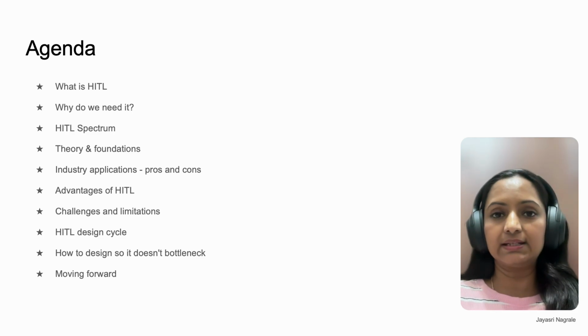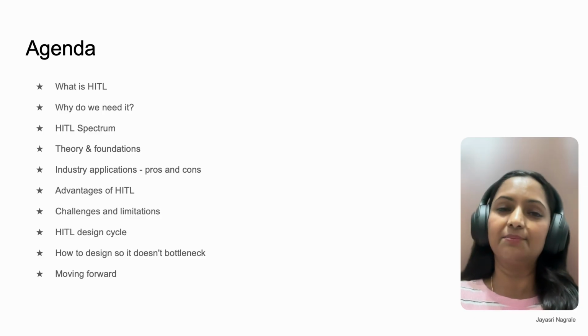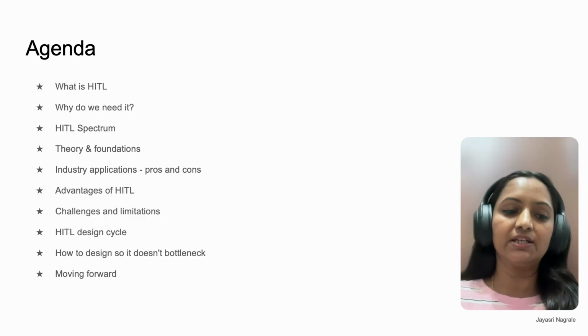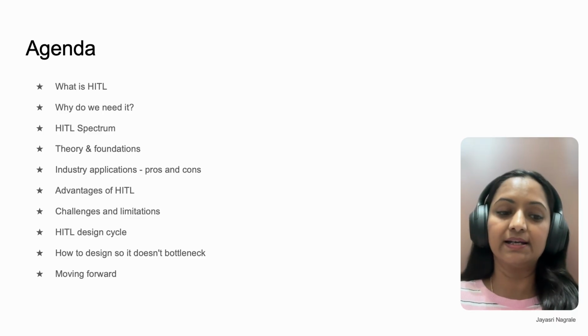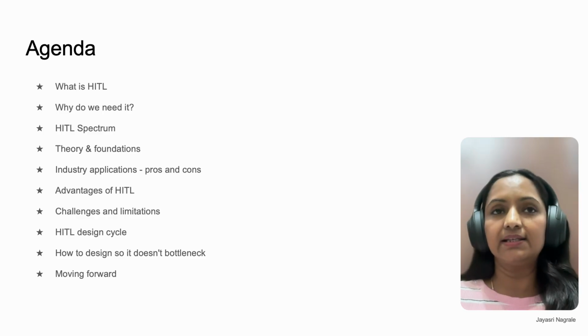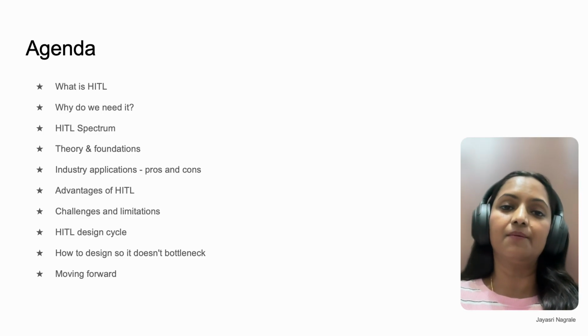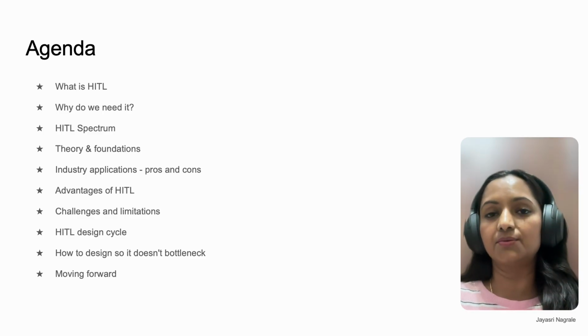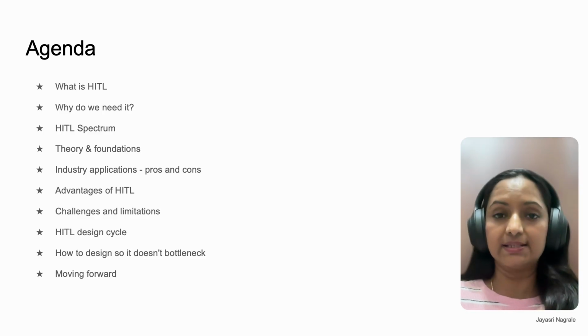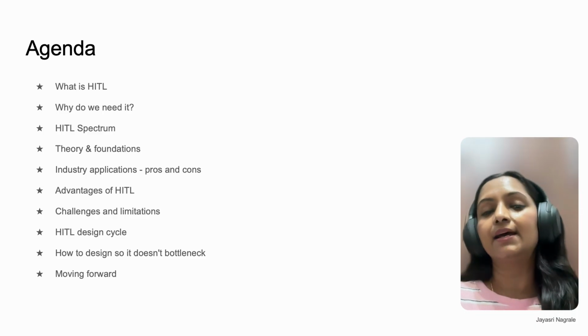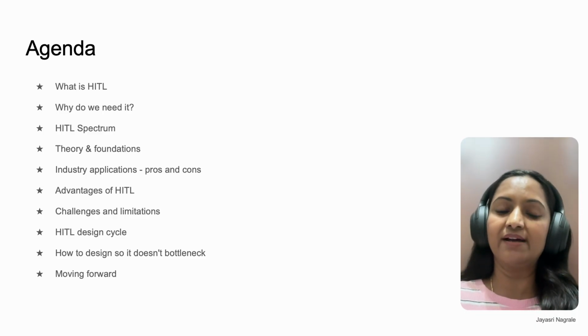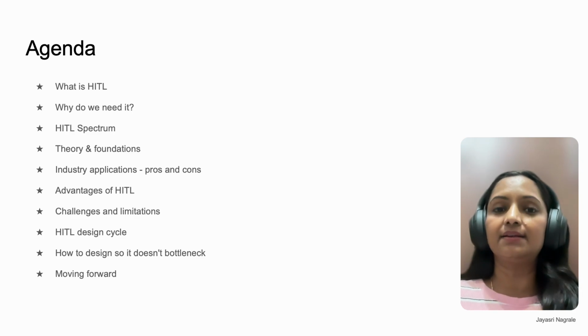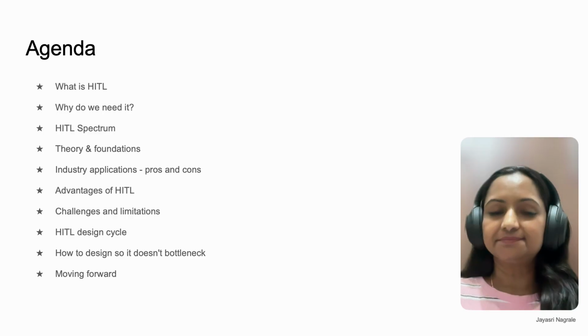We are going to be looking at about 5 to 6 different industry applications, the pros and cons of each. We are also going to understand the challenges and limitations of HITL. And then lastly, we'll look at the design cycle of HITL and what we as engineers can do, and what we as product builders can do, and keep in mind while we are designing these systems, and where we add humans in the loop, so that the efficiency of both AI and humans is maintained, or at least increased.